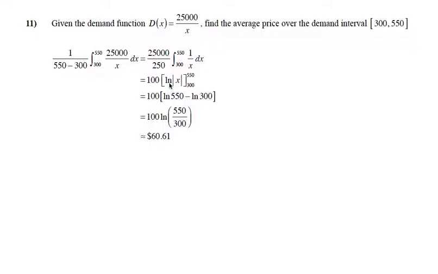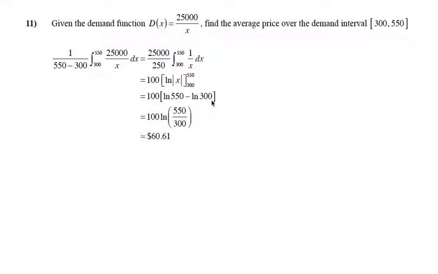or more properly, the natural log of the absolute value of x, but everything here is positive, so we don't have to worry about the fact that it's absolute value. And so we will evaluate that antiderivative at 550 and subtract that antiderivative evaluated at 300. And so that's the natural log of 550 minus the natural log of 300.